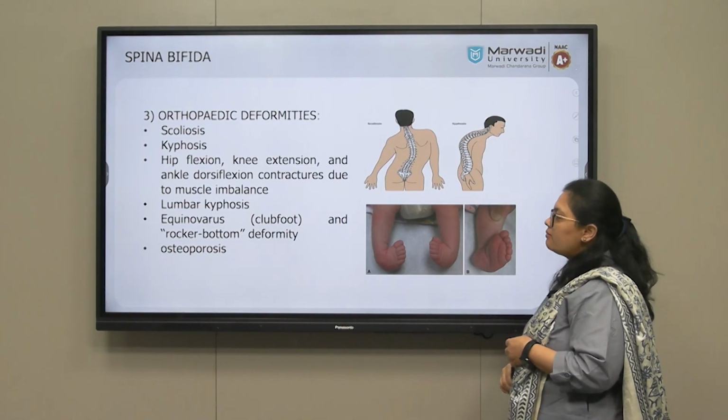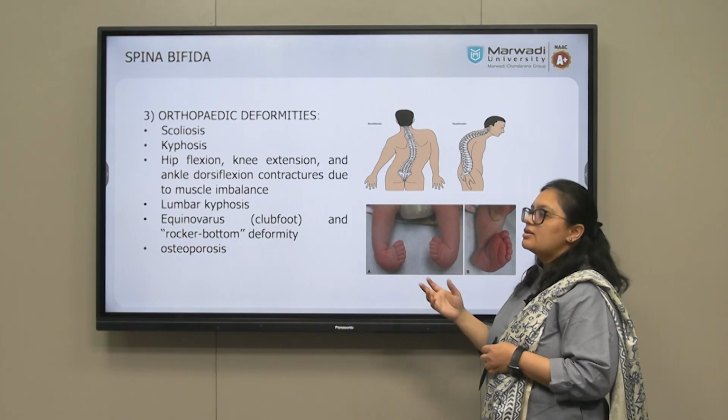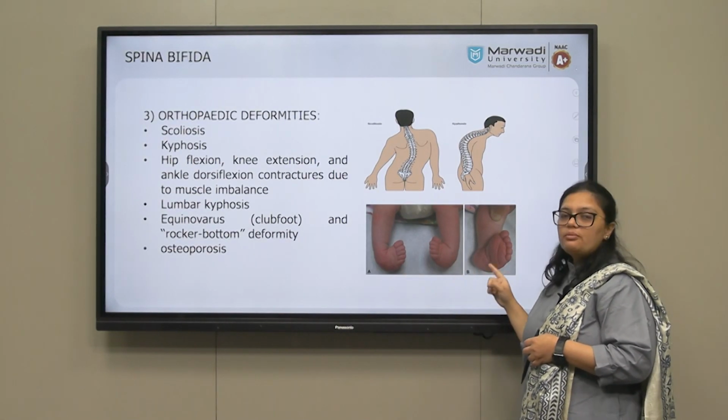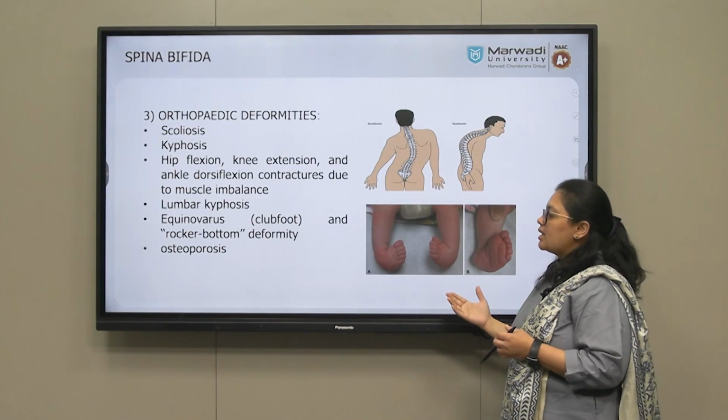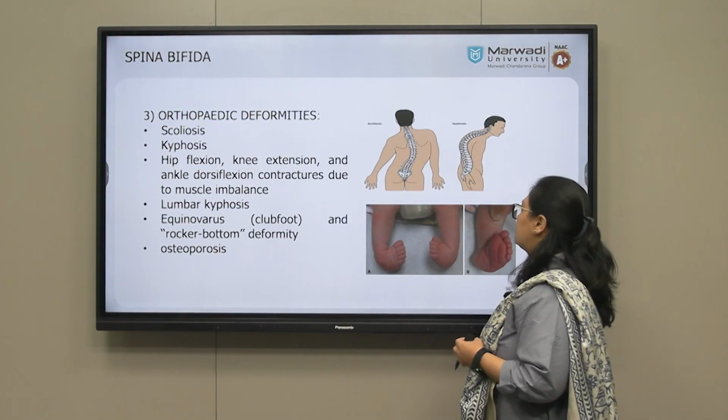Then we may have club foot, we may have lumbar lordosis, we may have hip flexion, knee extension and ankle dorsiflexion contractures also. This is the picture of the club foot. Club foot means the patient will have the ankle in internal rotation, the medial side will be rotated, fine.